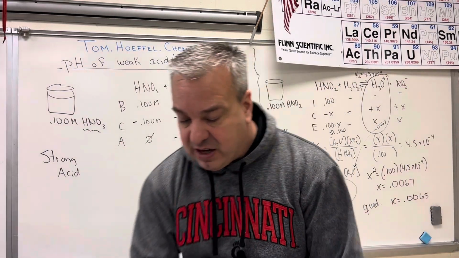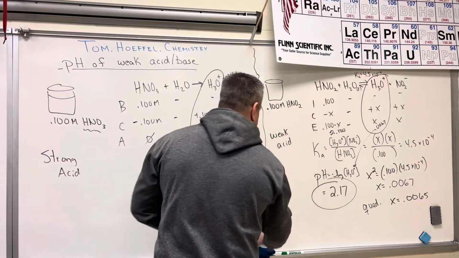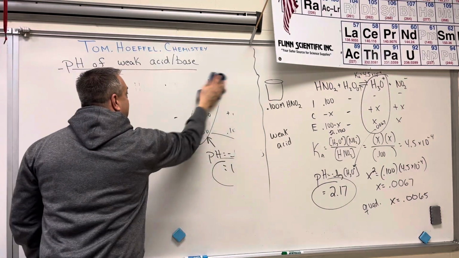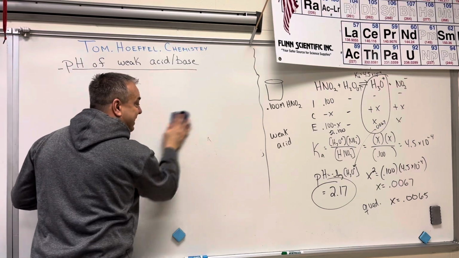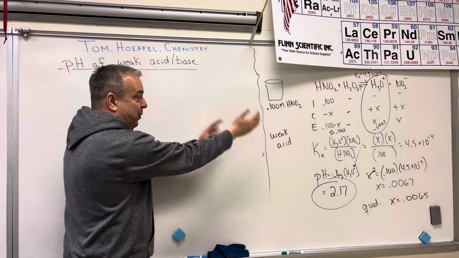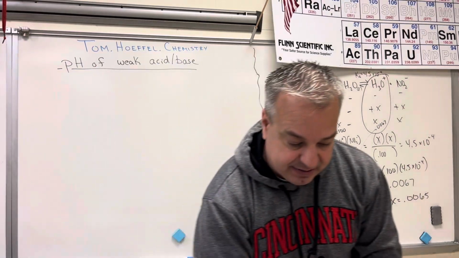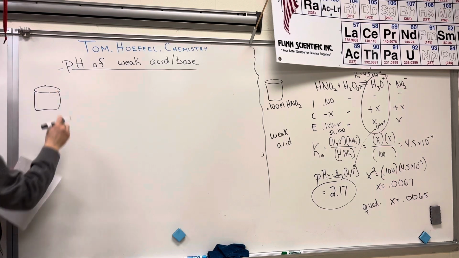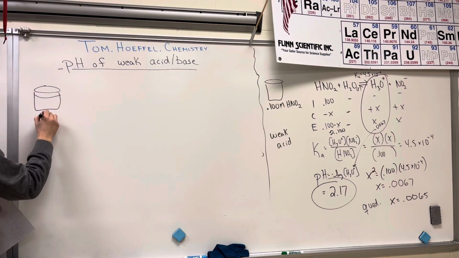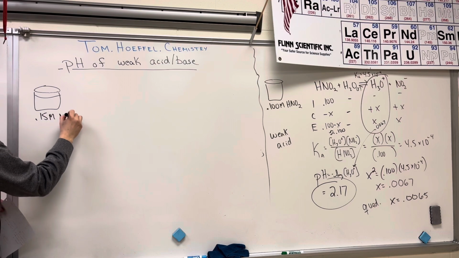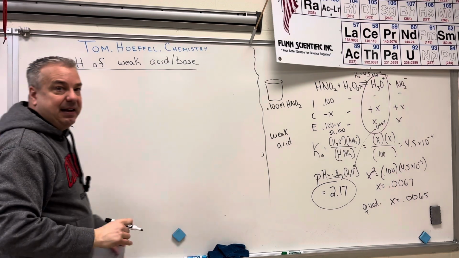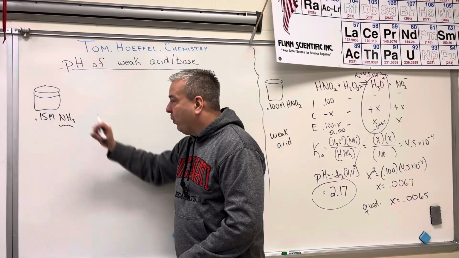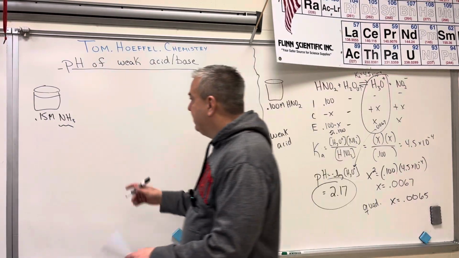Now let's switch gears and do a weak base. So I'll leave my weak acid up here, and I'm going to erase the strong acid so that we can do a weak base and see the differences between a weak acid and a weak base. So the problem that we're going to do is we're going to have a beaker filled with 0.15 molar NH3. And I have to recognize that NH3 is not a strong base. This is actually one of our weak molecular bases that we've memorized.